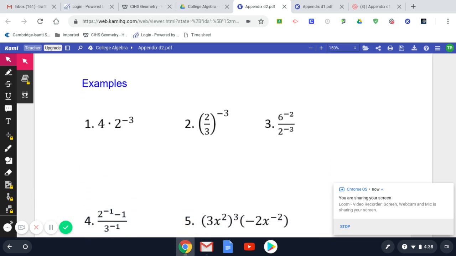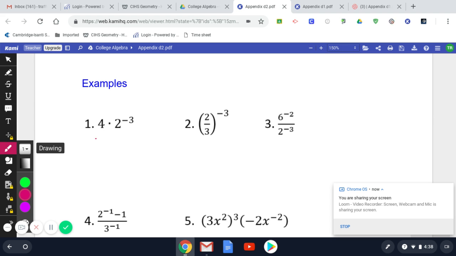Here are some examples. As we look at this, we can see that here we have 4 times 2 to the negative 3rd, which we know is 1 over 2 cubed. Okay, so then what I have is 4 is 2 squared over 2 cubed. So I just have 1/2.